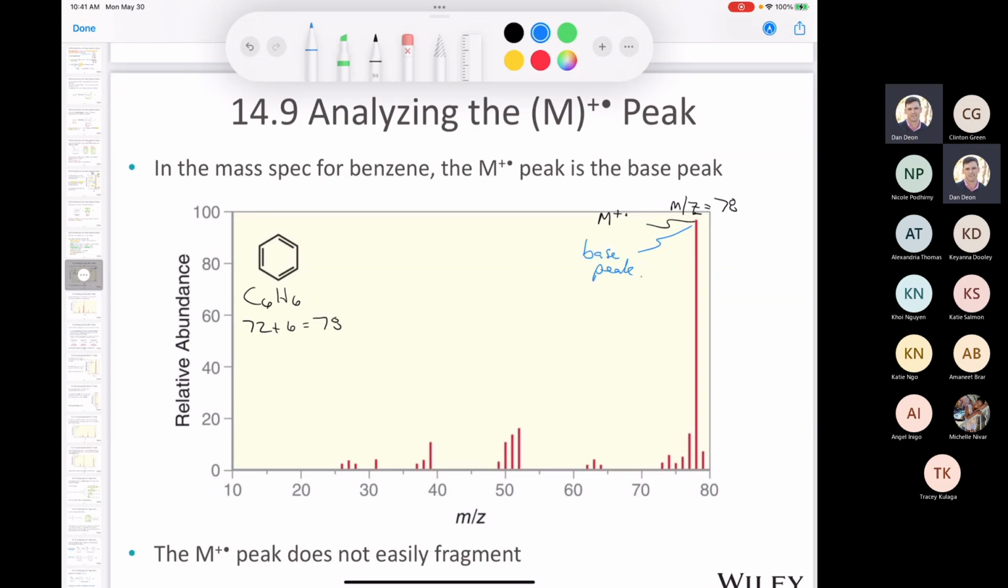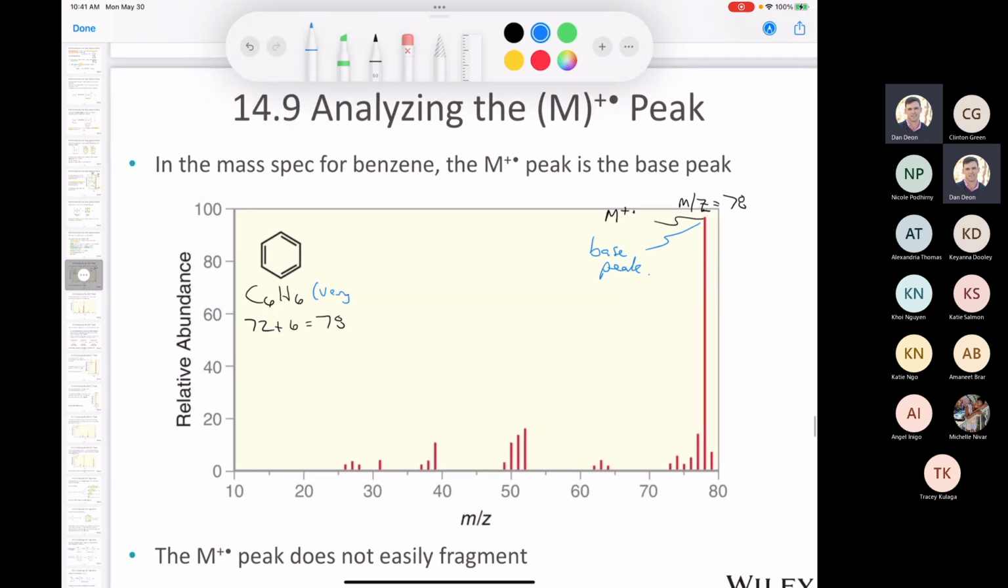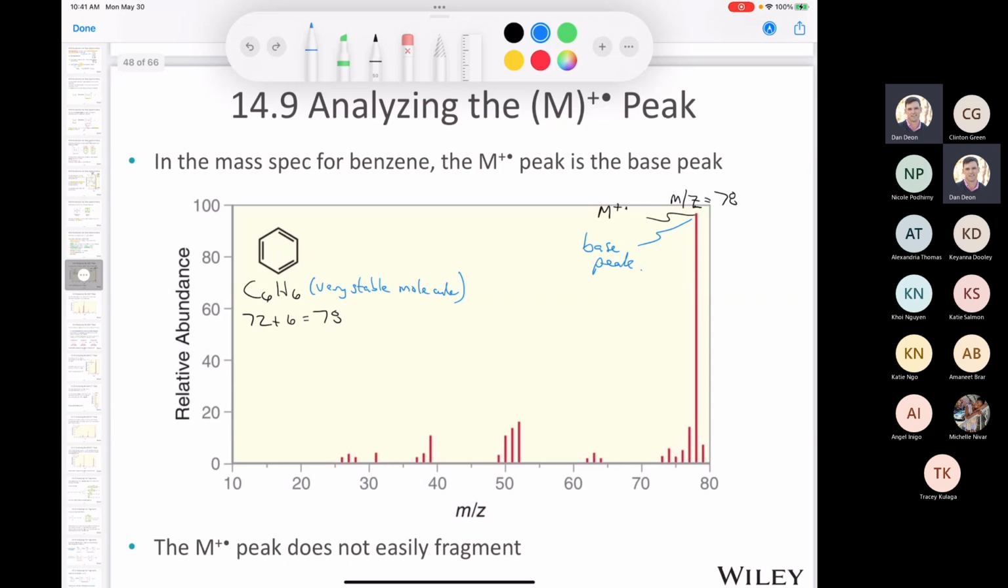The base peak. It's both. Now, why is the base peak so dang big for benzene? Something that we haven't covered yet, and we'll talk about more as the class goes on, is benzene is a very stable molecule. So we'll put here very stable molecule. And the reason we don't see a lot of fragments, I mean, there's a few here and a few here, the reason we don't see a ton of fragments with benzene is because it doesn't fragment easily. It's a really, really stable compound.